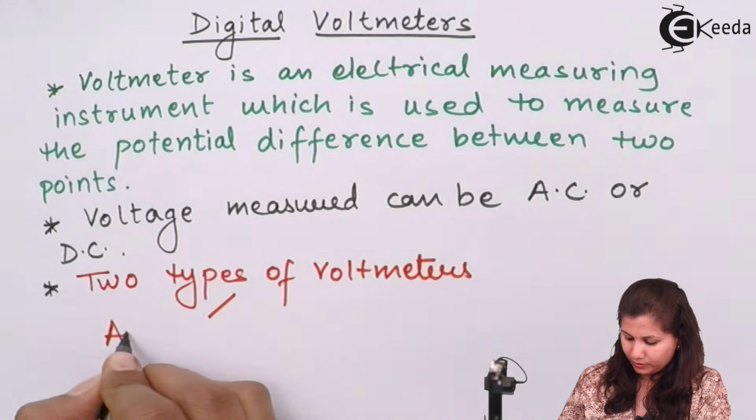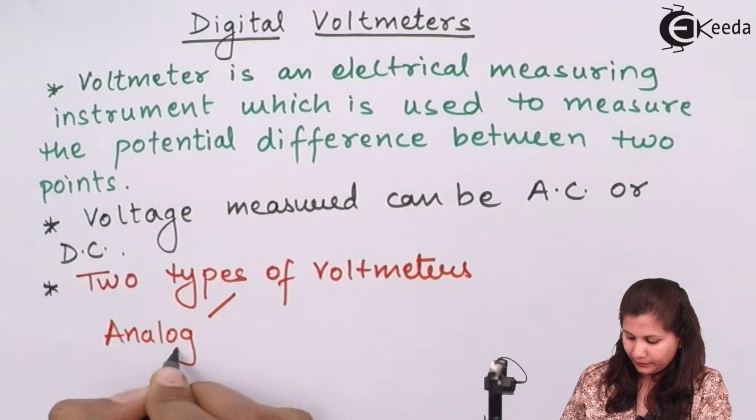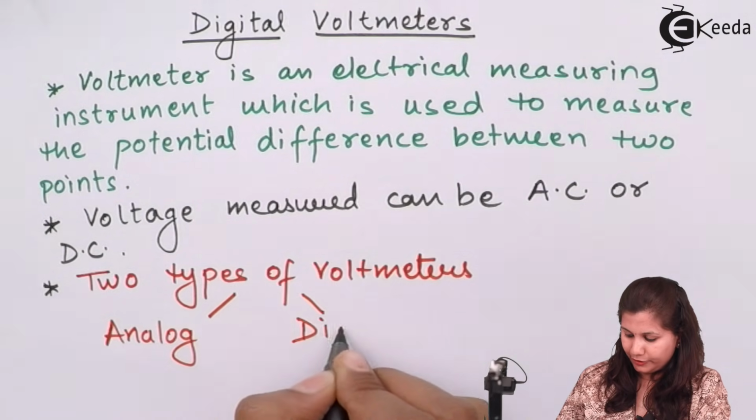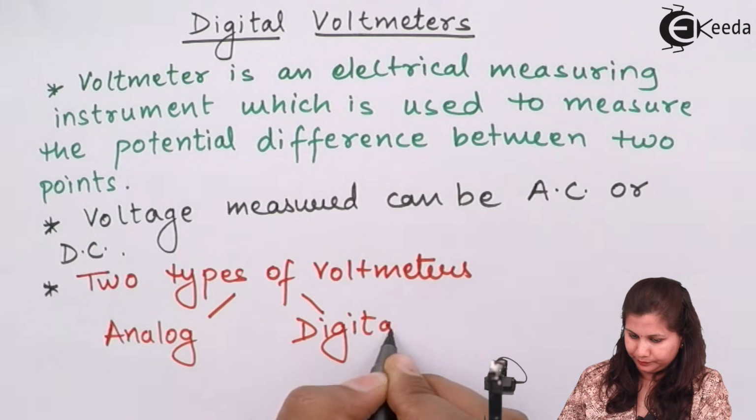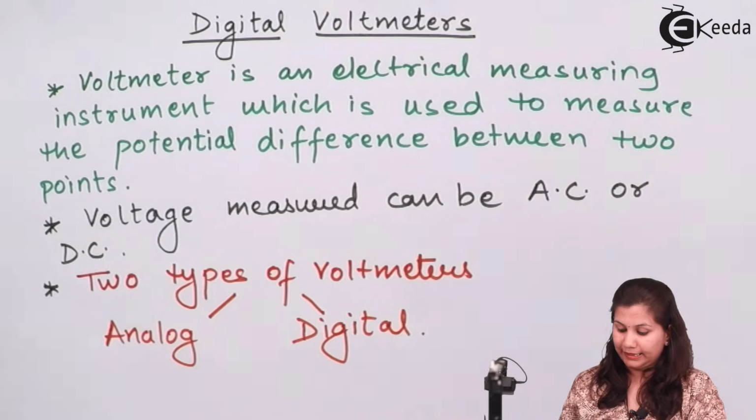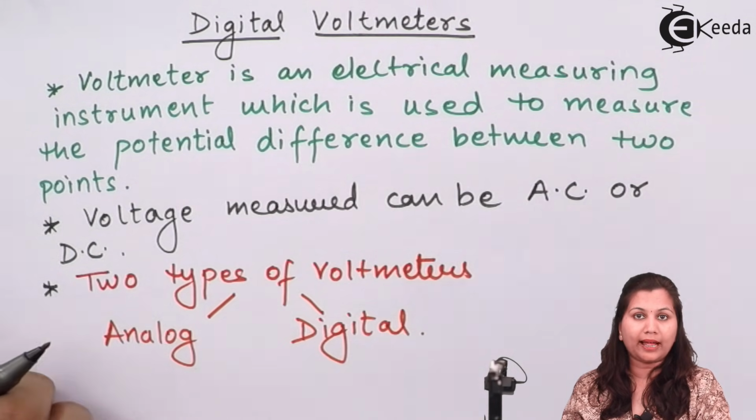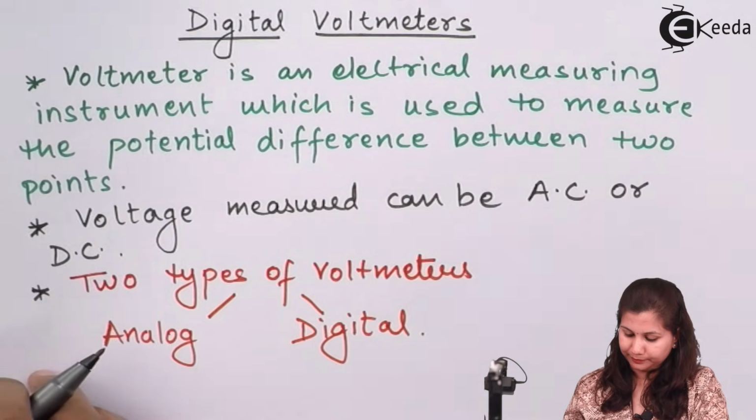One is the analog and second is the digital. Let's see the difference between the analog and the digital voltmeters.